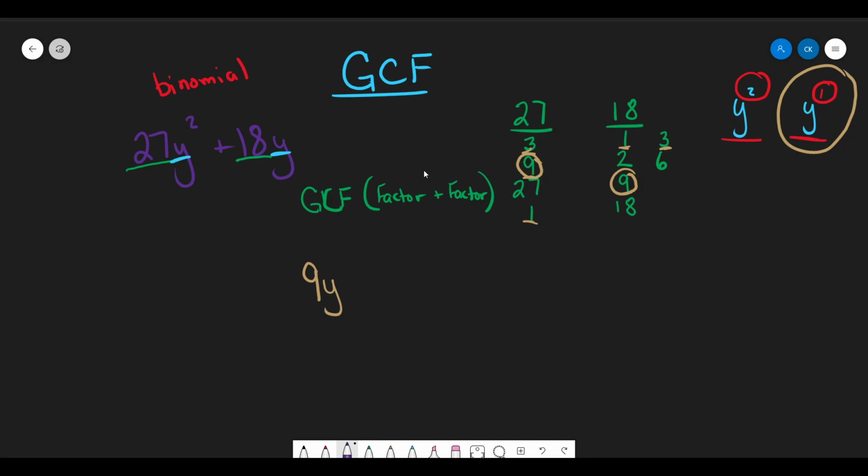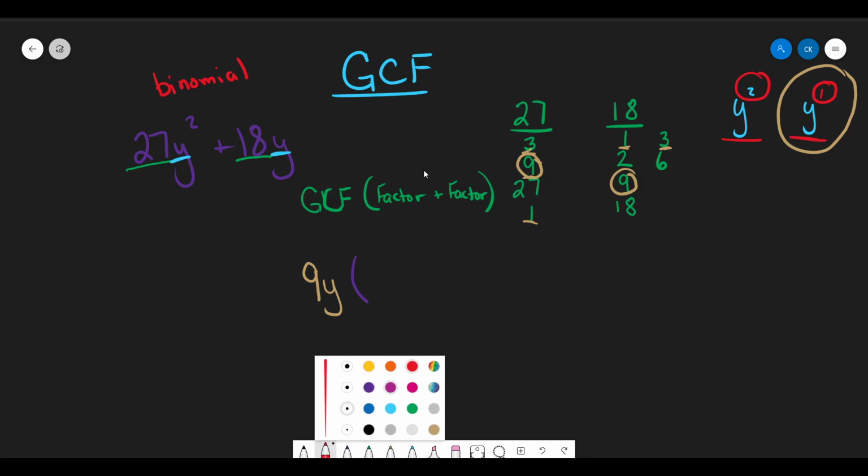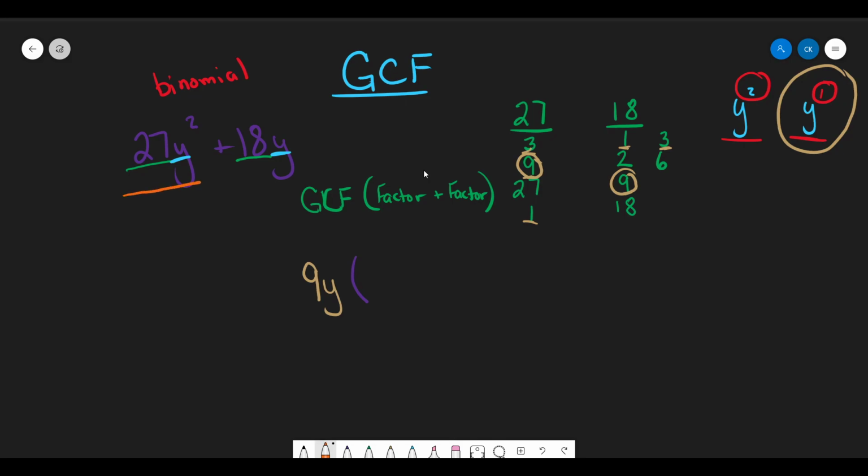So now that I have the 9y out front, I now need to figure out what's left inside. Well, the easiest way to figure out what is left inside is to take each term and divide it by what we just got as the GCF. So I'm going to divide each term by 9y.